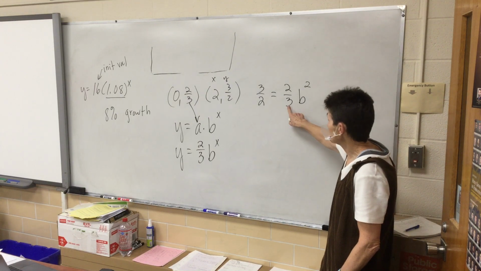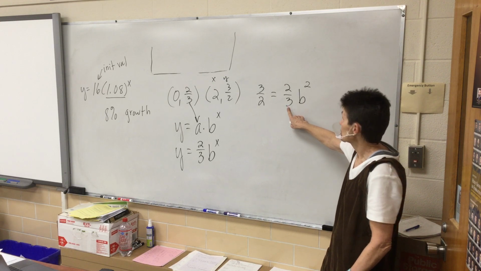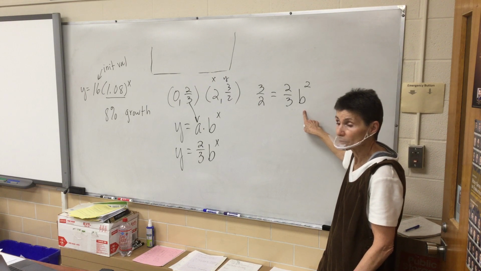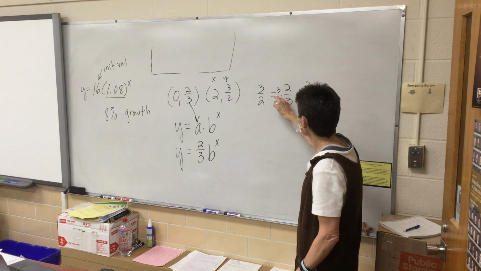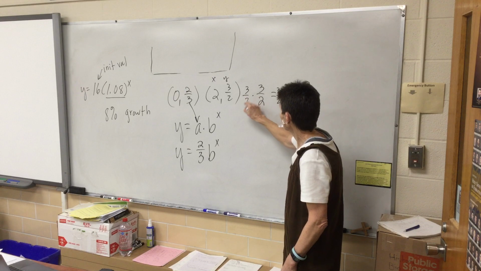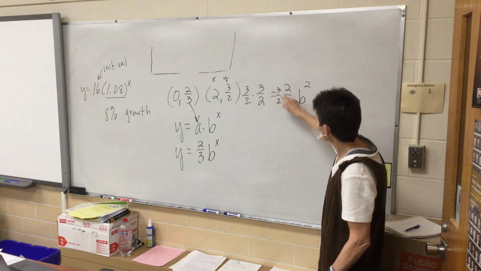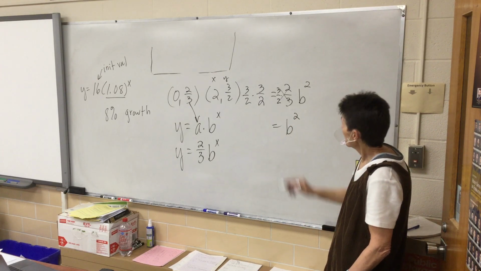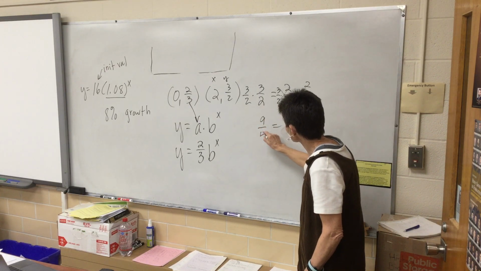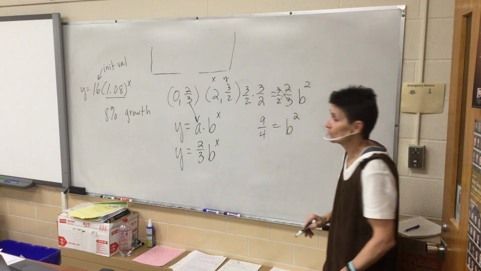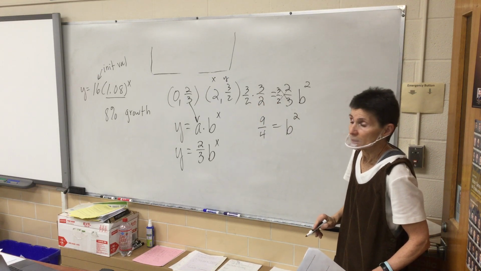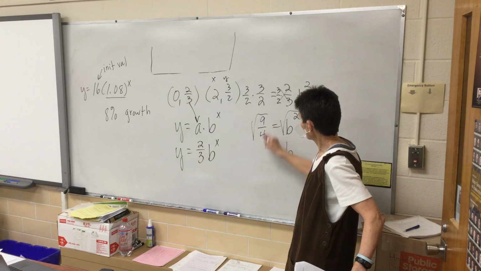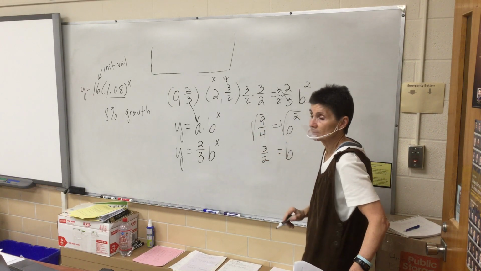Now we need to get rid of this number right here. So I'm going to either divide by 2/3 or multiply by 3/2. Because when I multiply by 3/2, that's gone. And over here I have 9/4. 3 times 3, 2 times 2. So now I'll square root. And b equals 3/2.